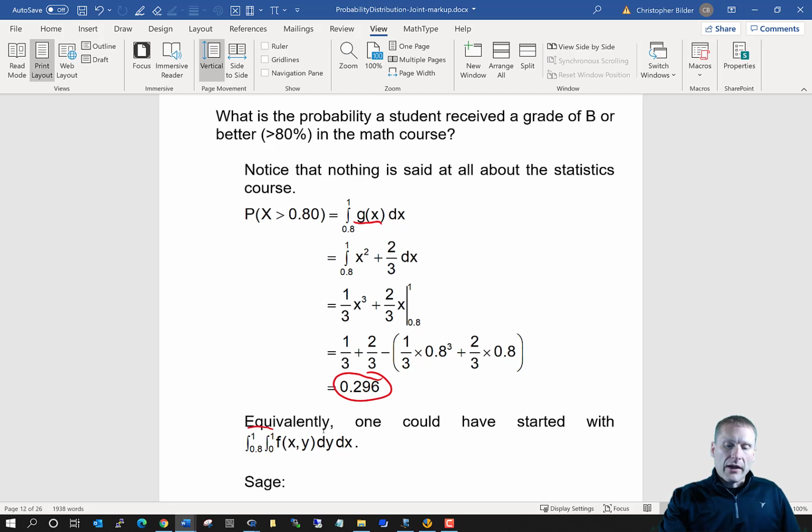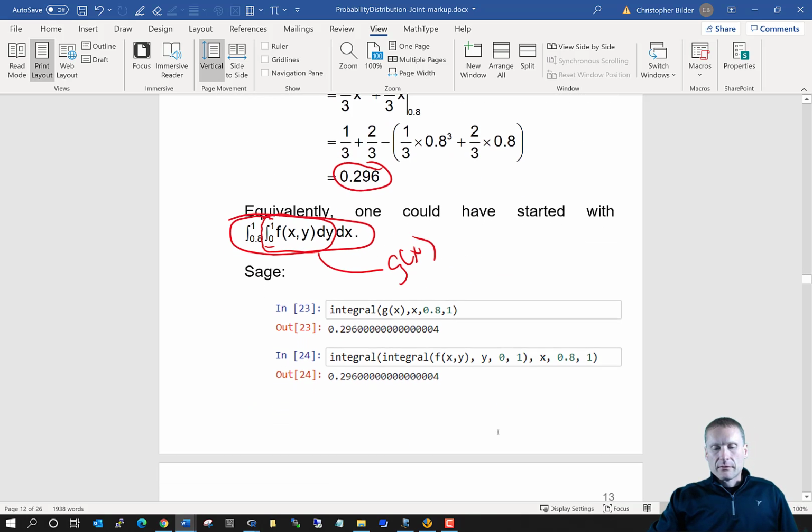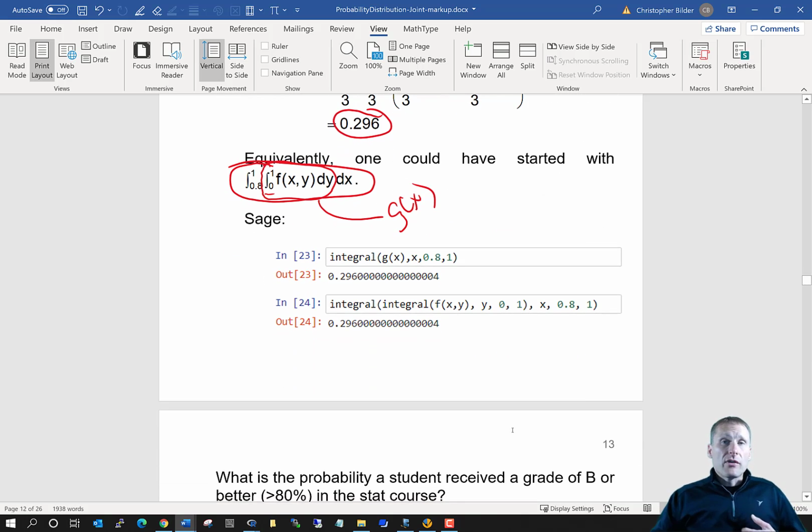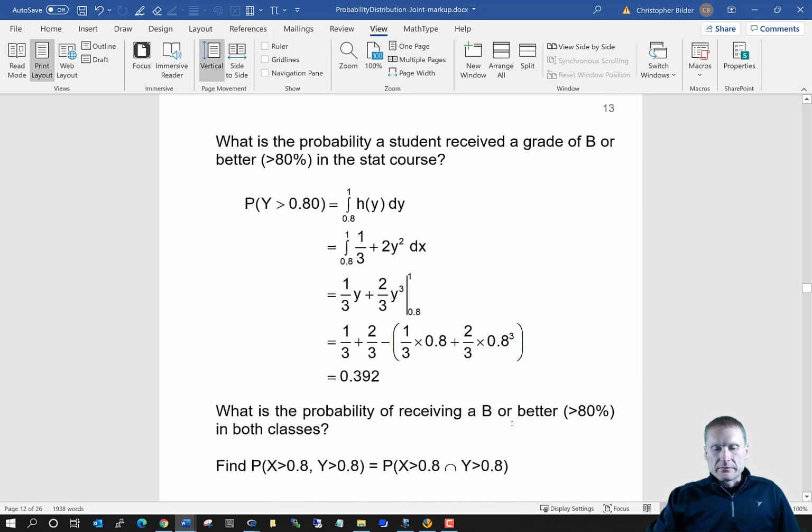Another way that you could do that is instead start with the joint PDF, integrate from 0 to 1 for y, because notice we're not saying anything about what this particular score is for y. So we integrate it out, and then we do that integral from 0.8 to 1 dx. So in other words, this part right here is our g of x. And I can do this in Sage. You can take a look at my corresponding code there.